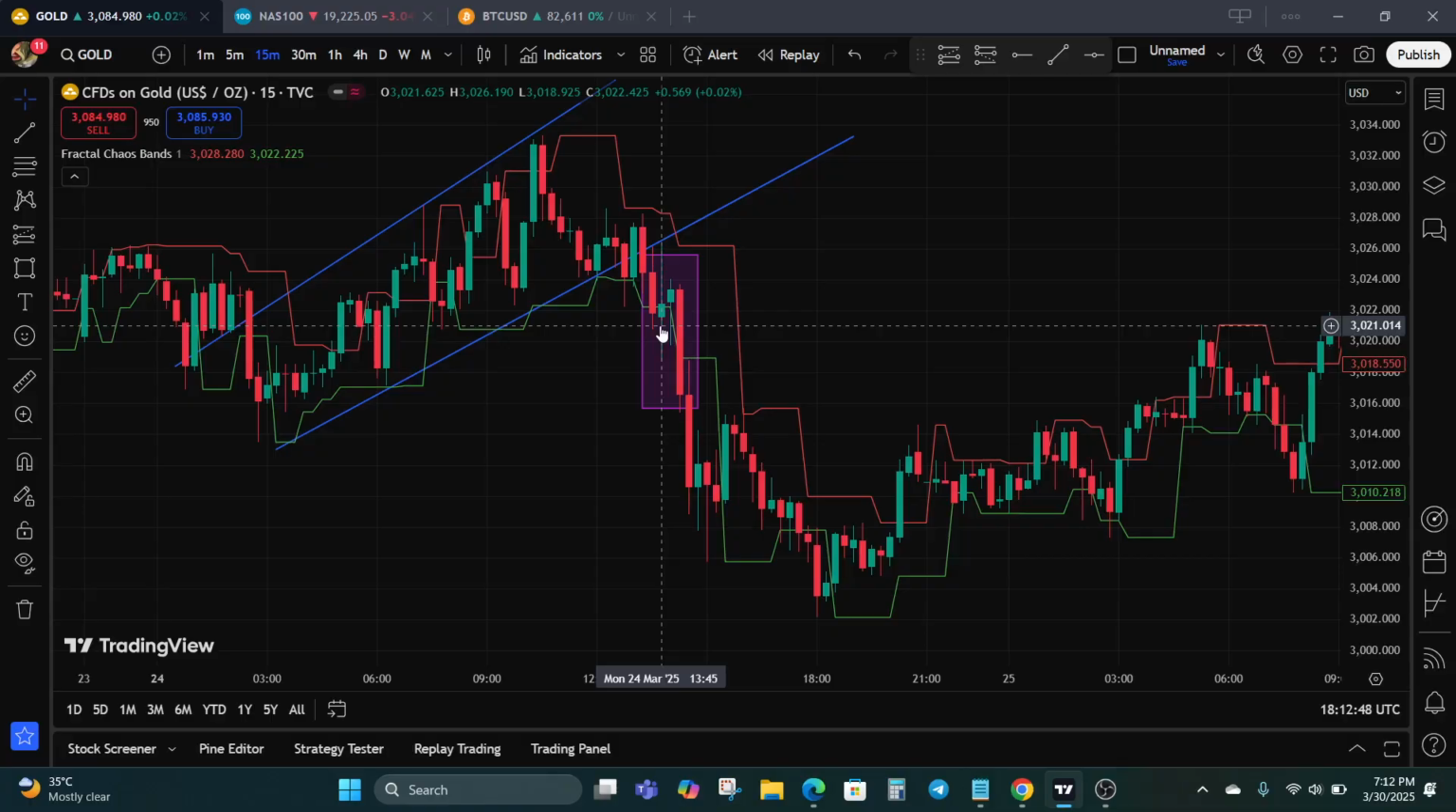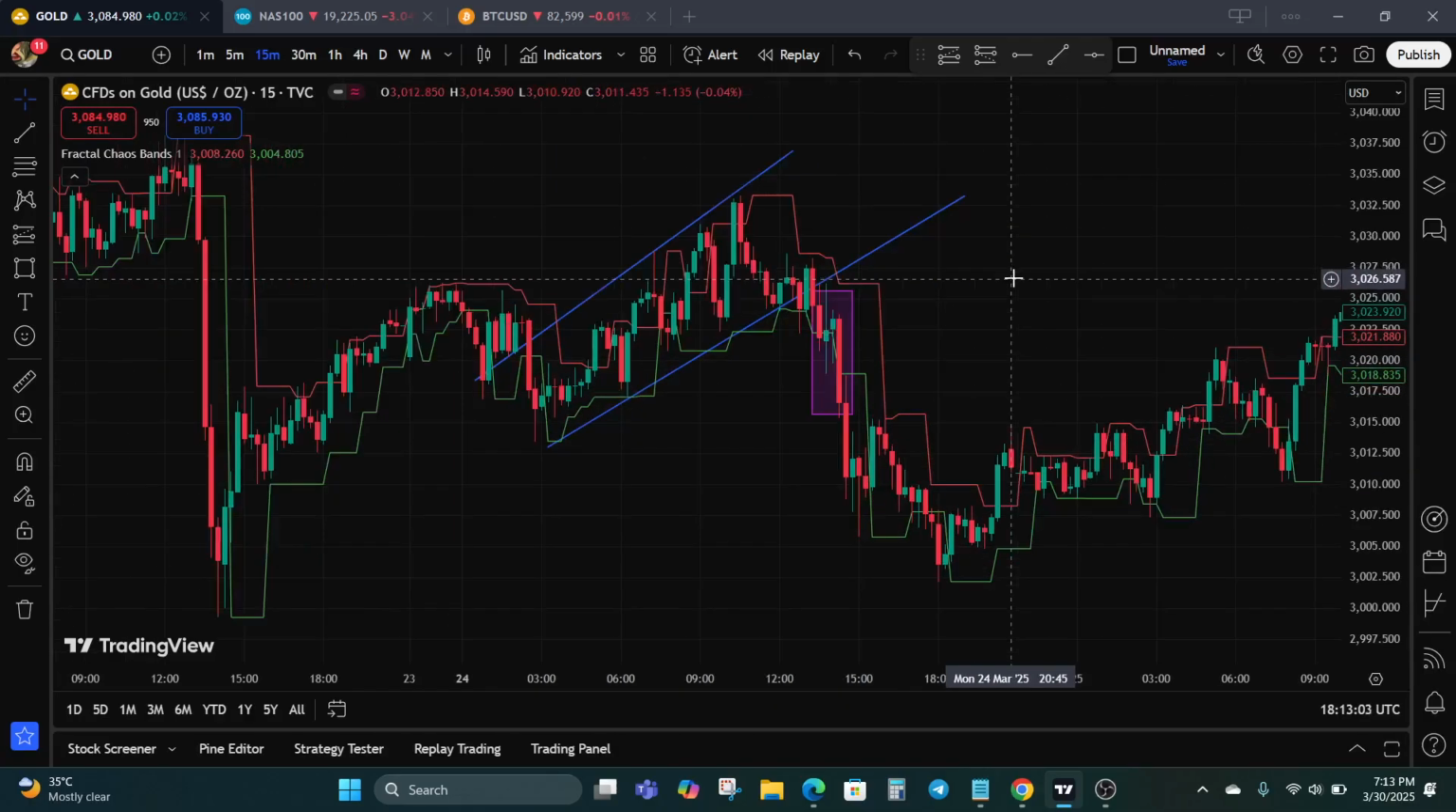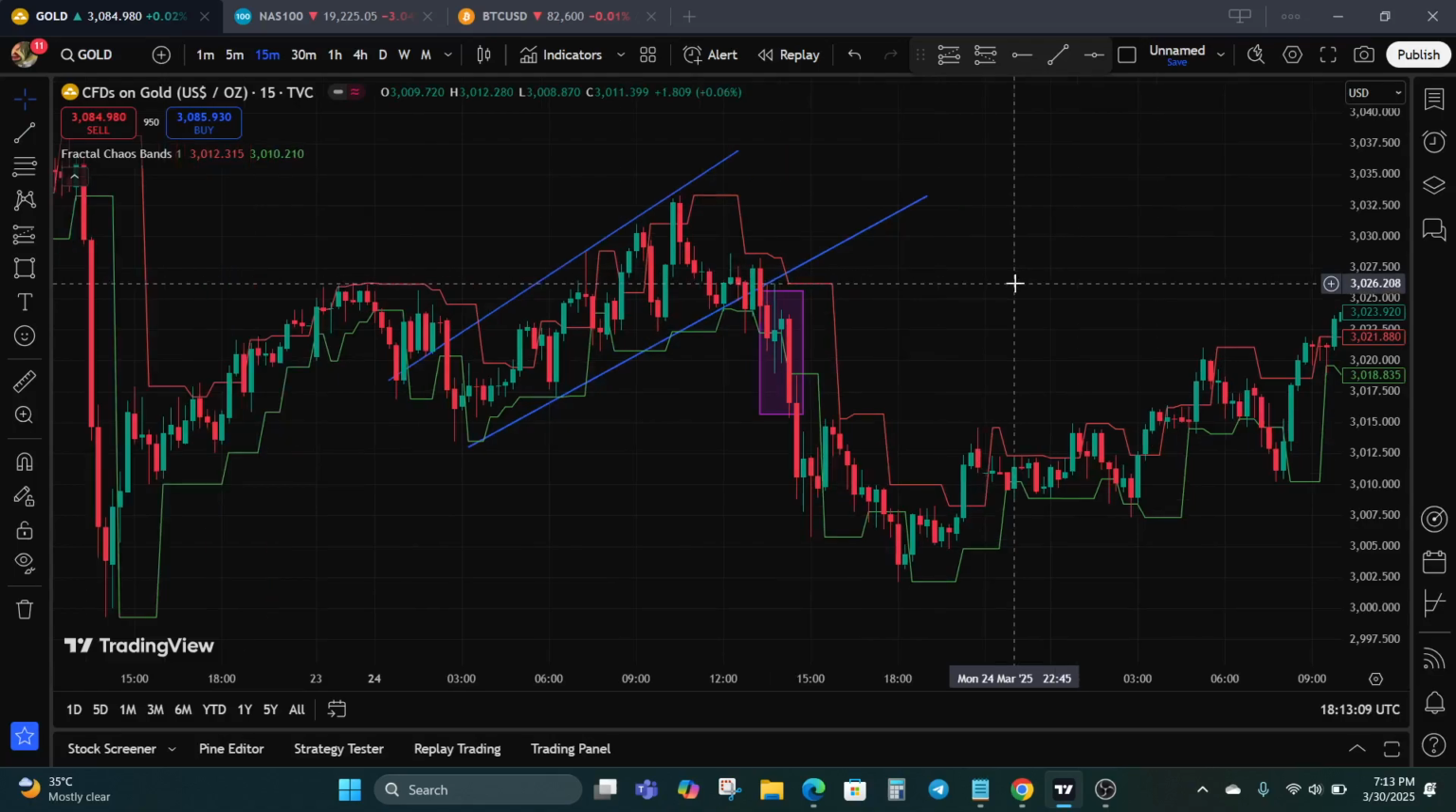Okay, so this is especially useful when combined with other indicators like the RSI or MACD. Now, let's talk about market structure analysis, right? Fractals naturally highlight support and resistance levels, helping traders make more informed decisions.